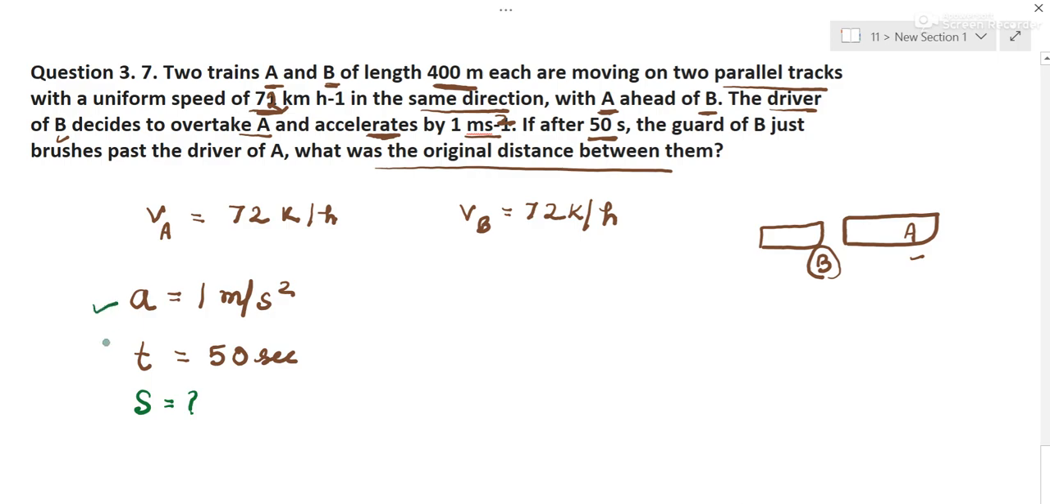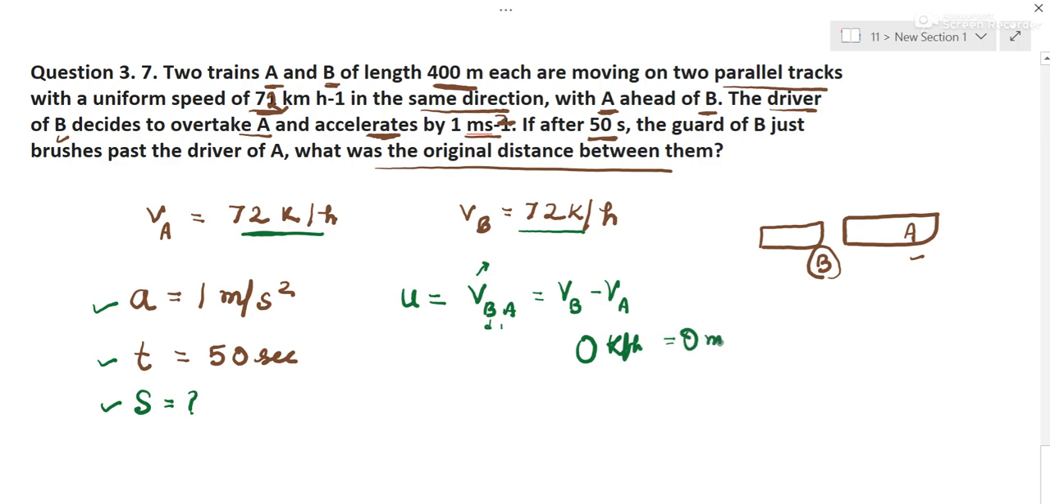Now A is there with us, T is there with us, S we have to find. We only need U. U means how much extra velocity B has with respect to A. So there is no extra velocity, both are having same velocity. Basically relative velocity of B with respect to A, which is how much extra velocity B had with respect to A. So it's 0. So this will act as 0. Okay, 0 km per hour or 0 meter per second. So now we'll use U as 0, A as this, T as this, S is to be found.